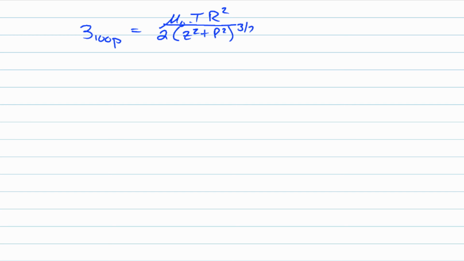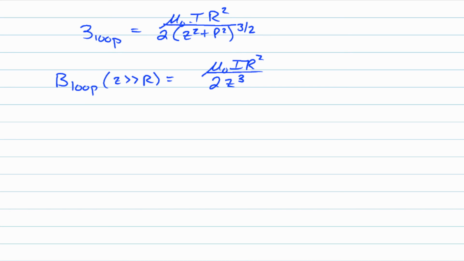Now if we examine this as z is much, much larger than R, so we're at very large distances away from this current loop, then my z squared is going to overwhelm the R squared in the denominator. So we'll end up with 2z cubed. So z squared to the 3/2 power gives us z cubed.